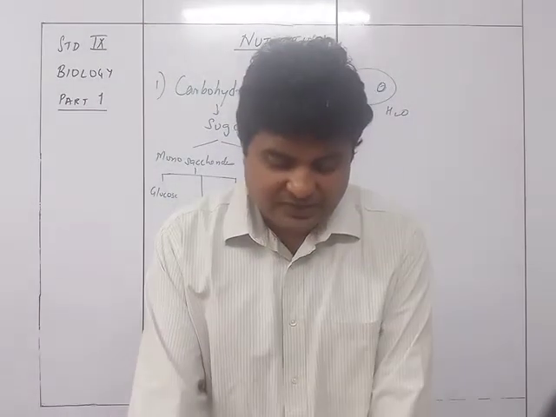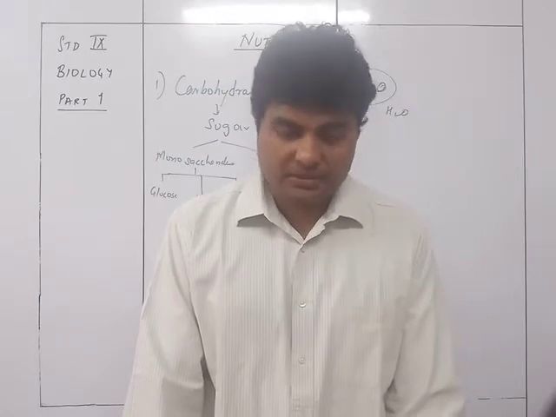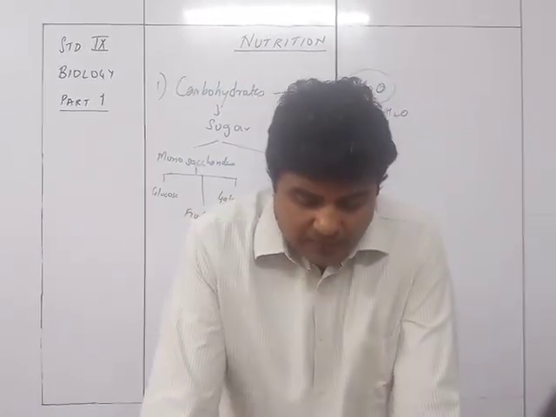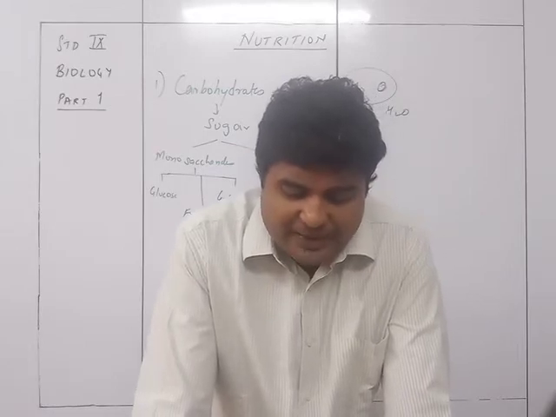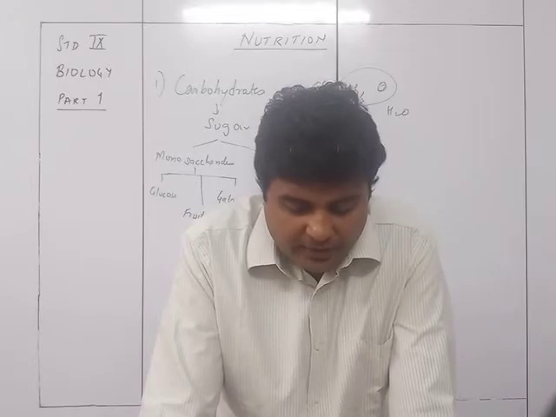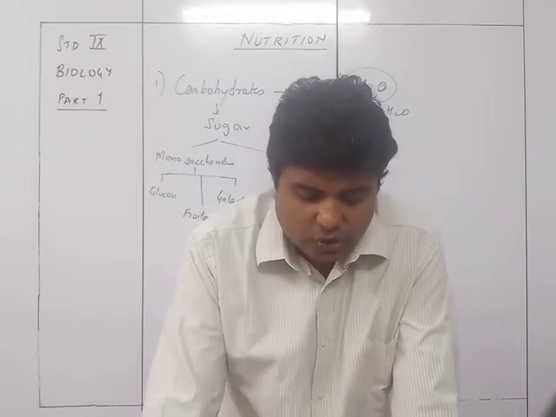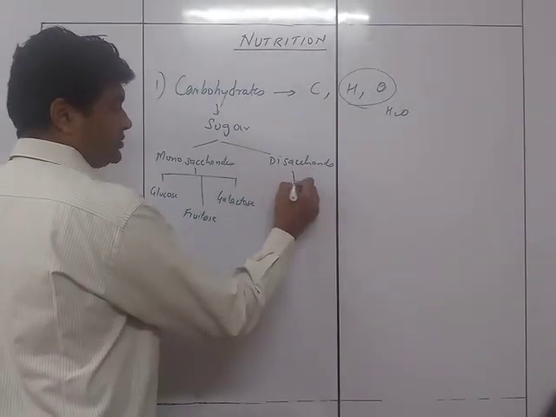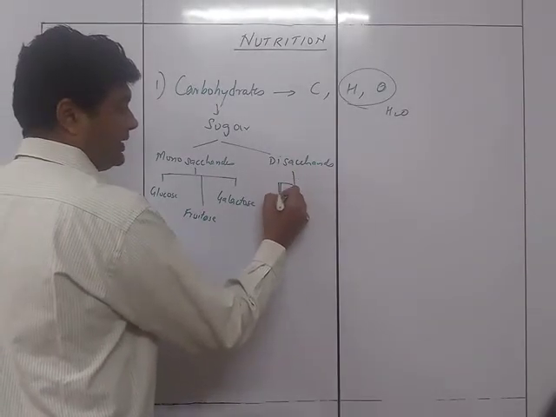Fructose is of course from the plants, and galactose is found in the milk. Disaccharides or double sugars have the general chemical formula C12H22O11. They require digestion to get absorbed in the body. The three types of double sugar are sucrose, maltose and lactose. So disaccharides will be of three kinds.